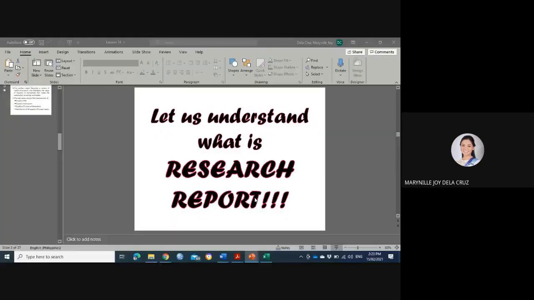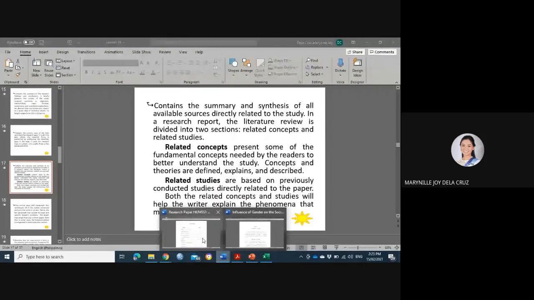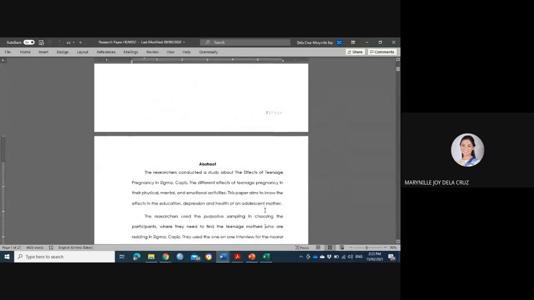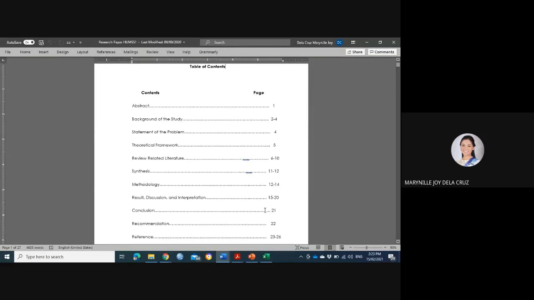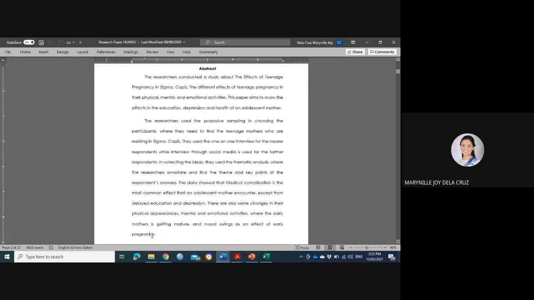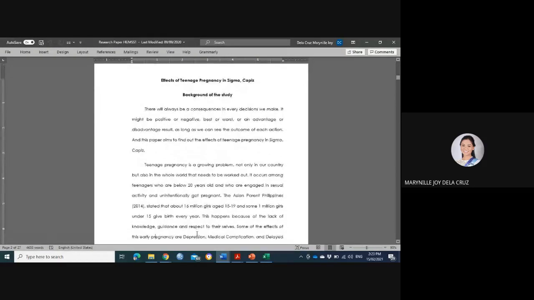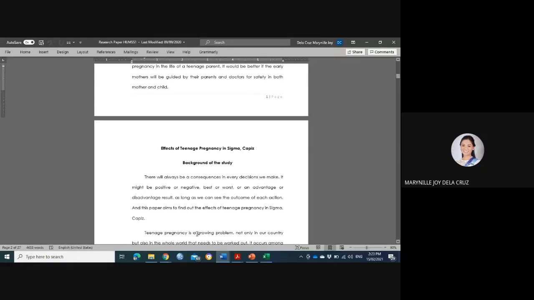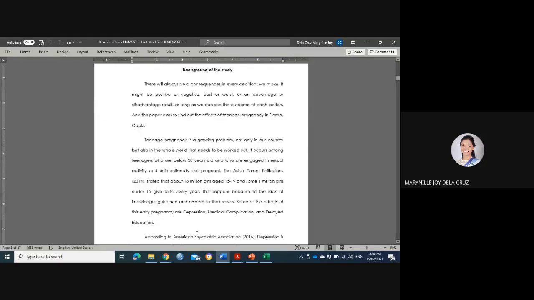So I will show you how to write the introduction based on the output of the HUMSS 1 last school year. As you can see, they were able to come up with a table of contents, statement, related review, methodology, result and discussion, conclusion, recommendation, and reference. Now, this is the abstract, a very short abstract, 250 words. And then this is the background of the study. Their topic is all about the effects of teenage pregnancy in Sigma.